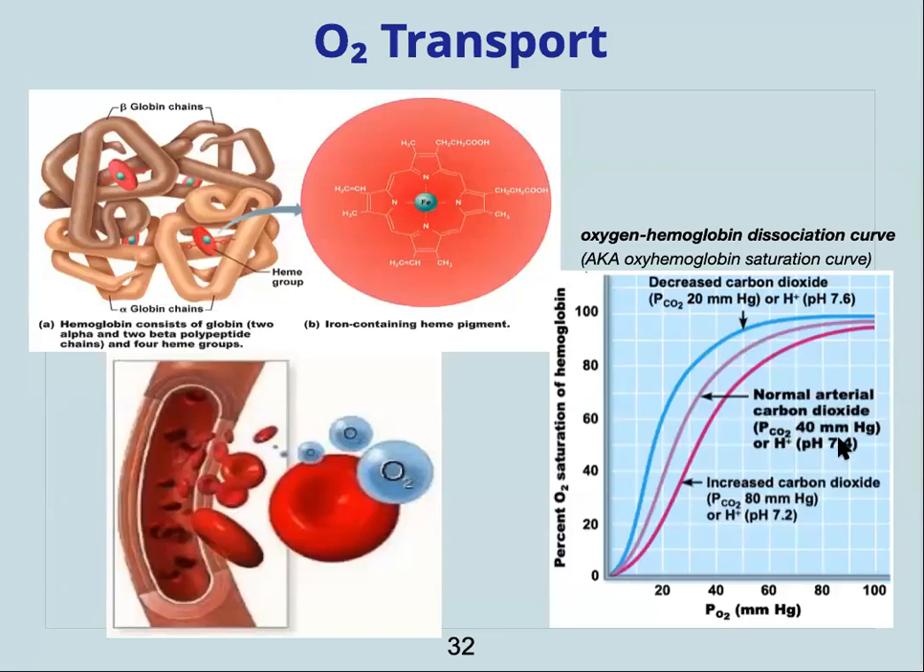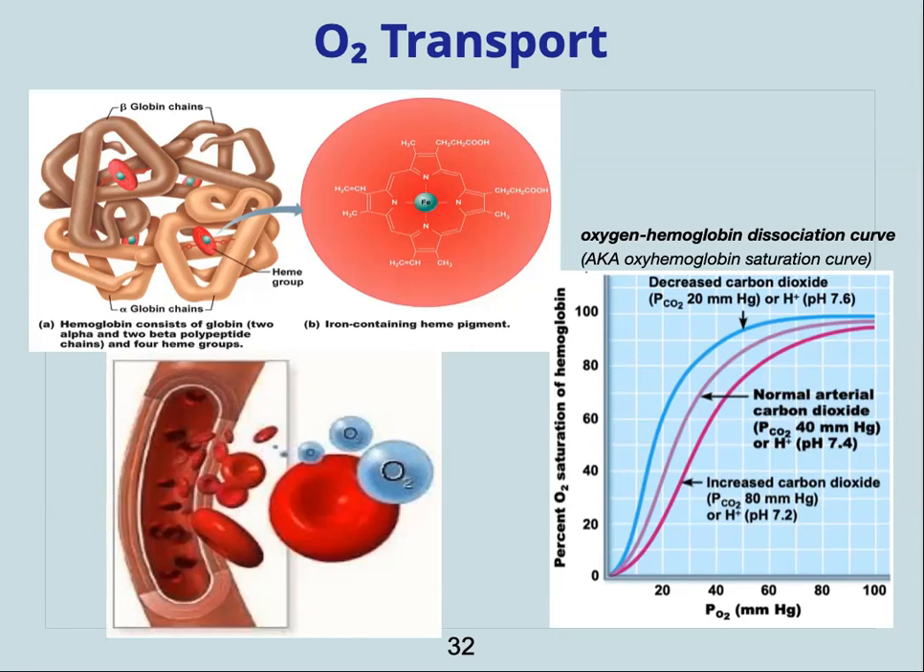Notice also that the curve is nearly flat at partial pressure of oxygen above 100. This means that at partial pressure of oxygen above 100, even large changes in partial pressure of oxygen will cause only minor changes in the percent saturation.